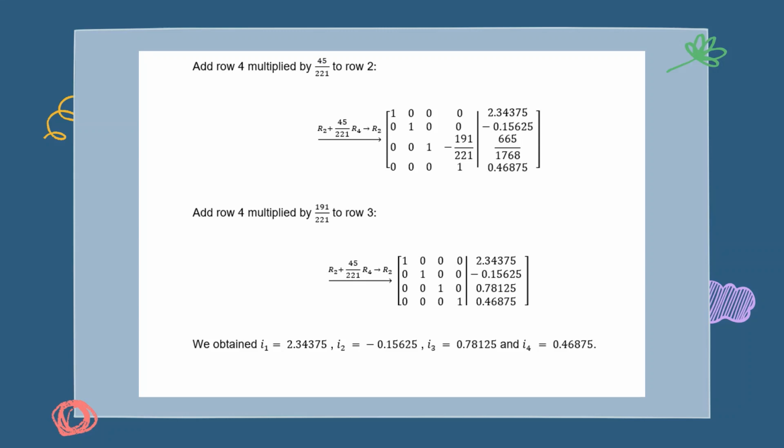And we have obtained the values for I1, which is 2.34375, I2 equals to negative 0.15625, I3 equals to 0.78125, and I4 we have 0.46875. Hence, we can conclude that the system of linear equations is consistent and has only one solution, or we call it a unique solution. And that is the end for the part of result, and I will pass to Taufik to continue the presentation.